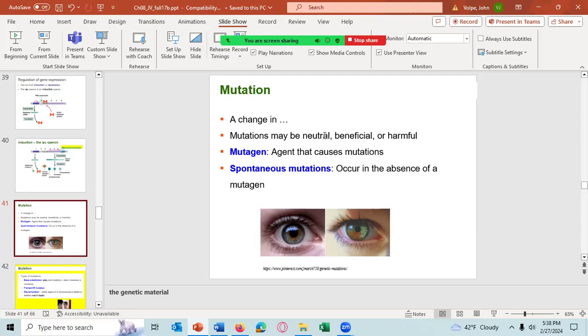A mutagen is an agent that causes a mutation. However, mutations do not require a mutagen. They can happen spontaneously, and we call these spontaneous mutations. Spontaneous mutations occur in the absence of a mutagen. Any questions about any of that?